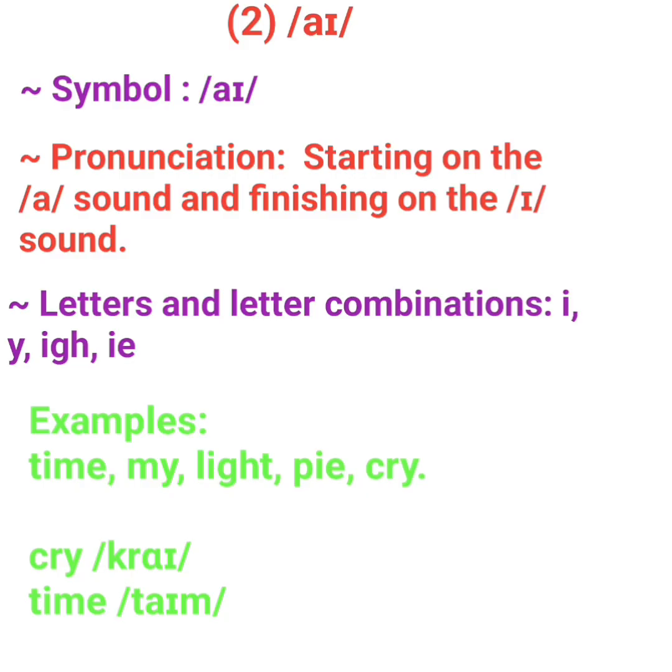Letters and letter combinations: whenever you have the letter I, the letter Y, IGH, and finally IE, it gives the /aɪ/ sound, like time, my, light, pie, cry, and so on and so forth. Whenever you come across any sound that sounds like this, that will be the symbol.